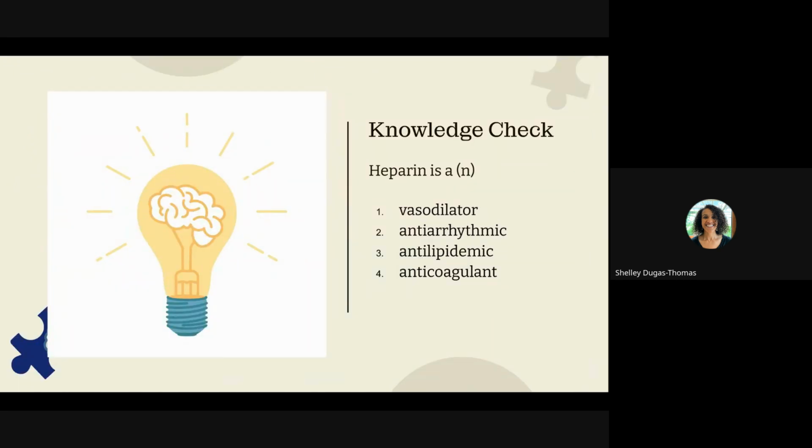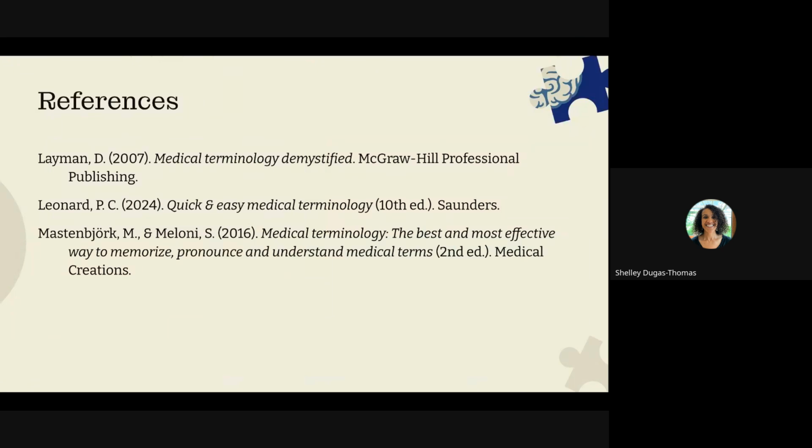And here's our knowledge check. So continue practicing breaking down your words into roots, prefixes, and suffixes, and do not hesitate to reach out if you need help.